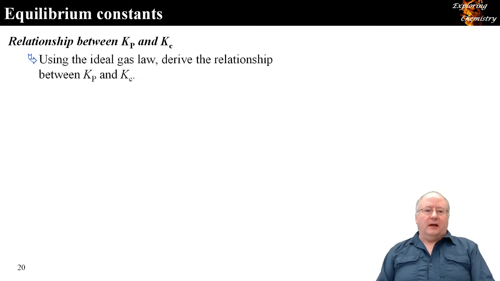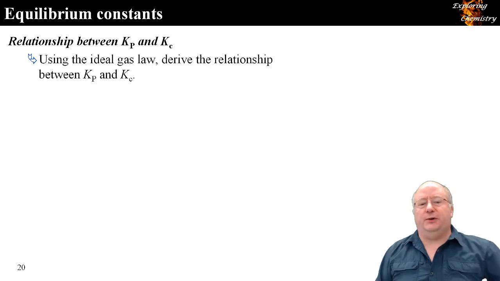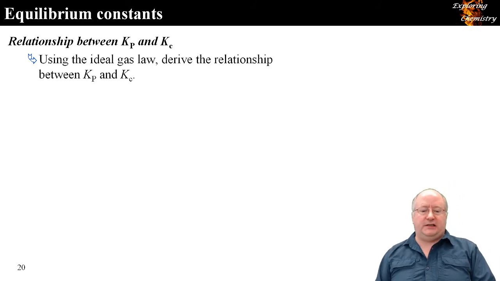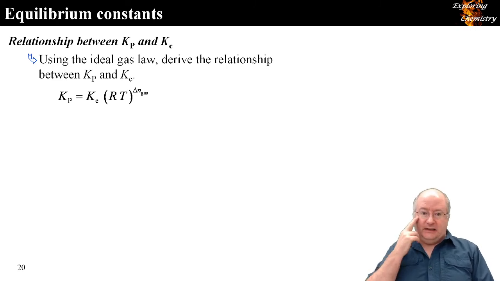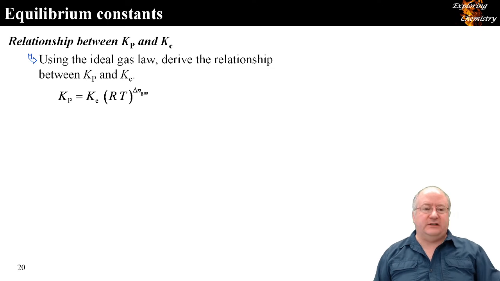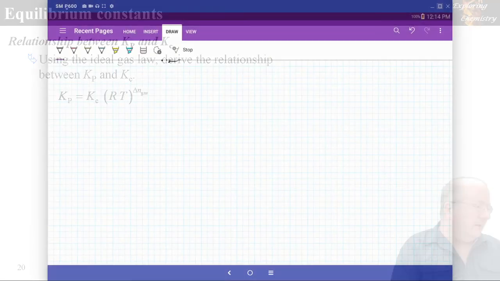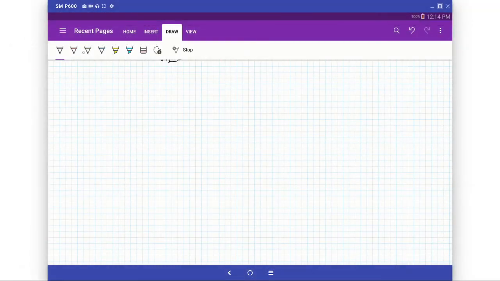All right. How about the relationship between Kp and Kc? I'm not actually going to go through and derive the relationship between Kp and Kc. I'm just going to give it to you. And that is, as presented here, Kp is equal to Kc times RT to the delta n gas. I am going to just take a few seconds to tell you how this comes about. And where it comes from is the ideal gas law.